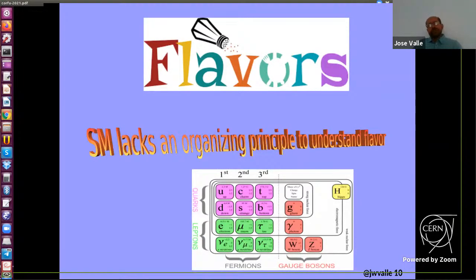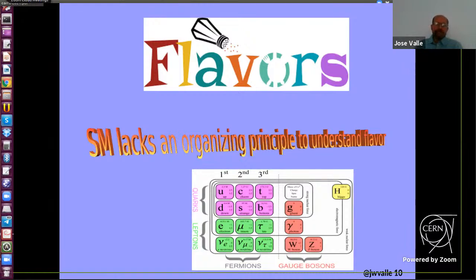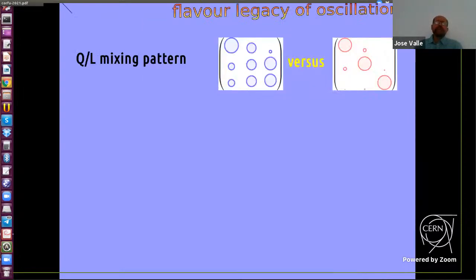Now I turn to flavor. This is one of the sectors where the standard model fails miserably, as it lacks an organizing principle in terms of which to understand family replication, fermion masses, and fermion mixings. And here one should appreciate the legacy of oscillations. Oscillations have demonstrated not only that leptons mix, but also that they do so rather differently from the way quarks do. You have large mixing, and this cries out for a theoretical explanation.